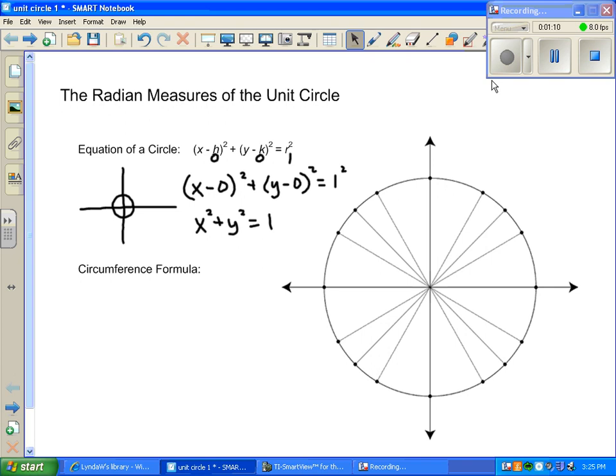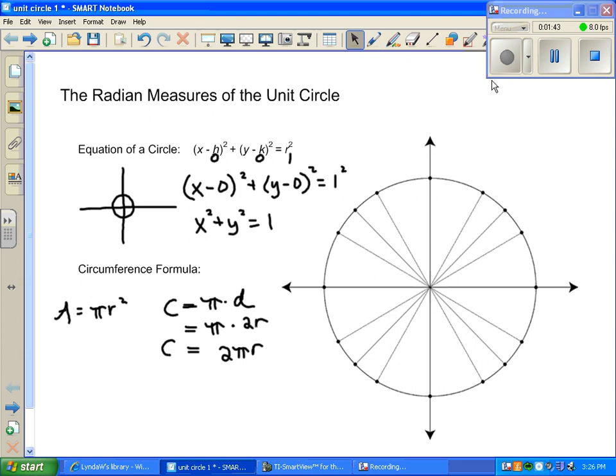A lot of times we call those terminal points. A little bit later on, we'll be putting ordered pairs to all of these dots around the unit circle. Now, a couple other formulas that you know for circles. Area equals pi r squared, but that one's not going to be real useful to us right now. We also know that the circumference equals pi times diameter, or you could say the circumference equals pi times 2 times the radius, which we write as 2 pi r.